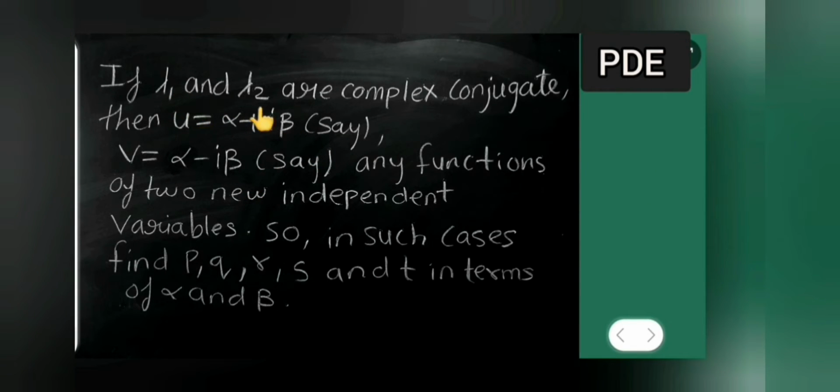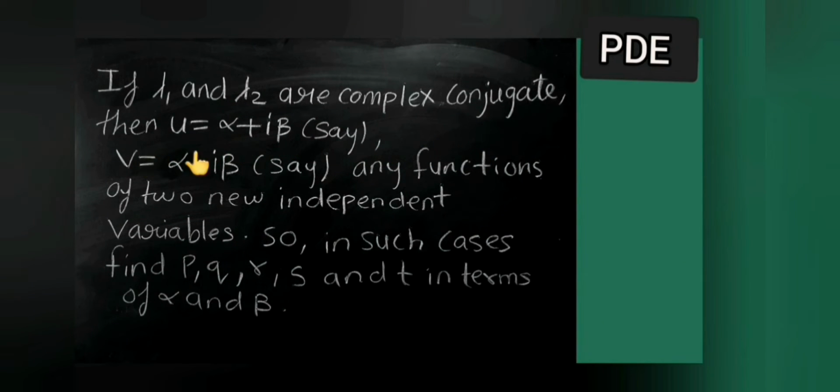Next, if λ1 and λ2 are complex conjugates, then u = α + iβ and v = α − iβ, which are functions of two new independent variables. Suppose I get the values of λ1 and λ2 to be complex conjugates, then it will be of this form, of two new independent variables.